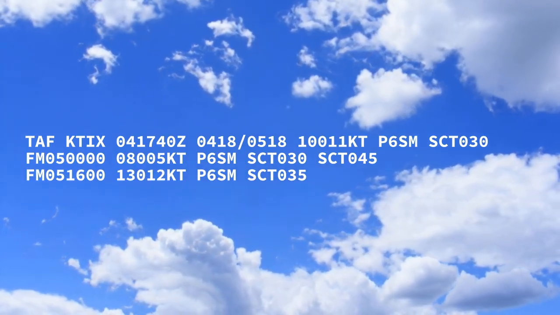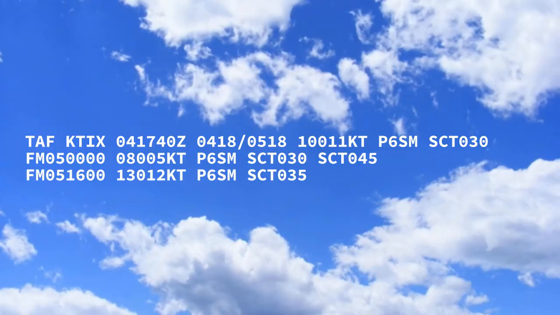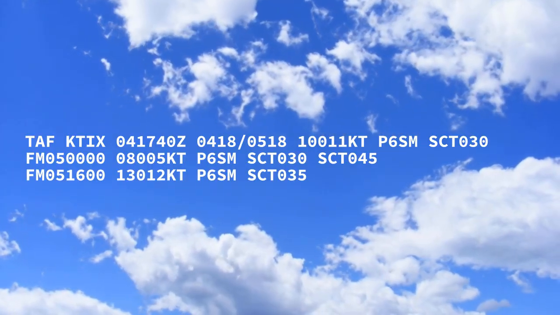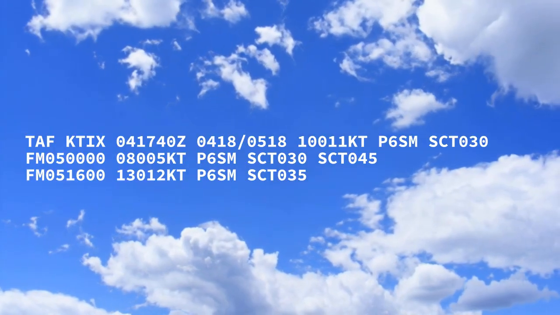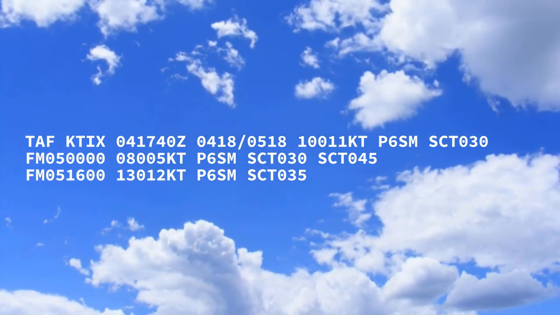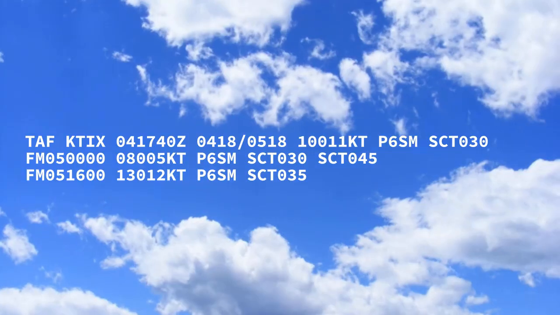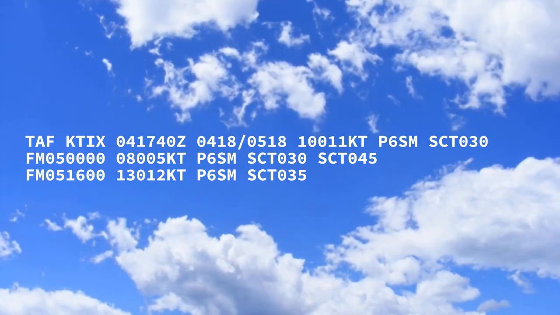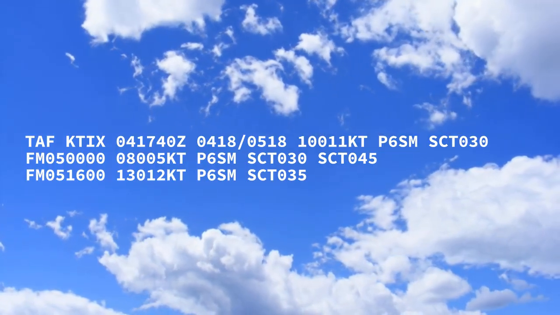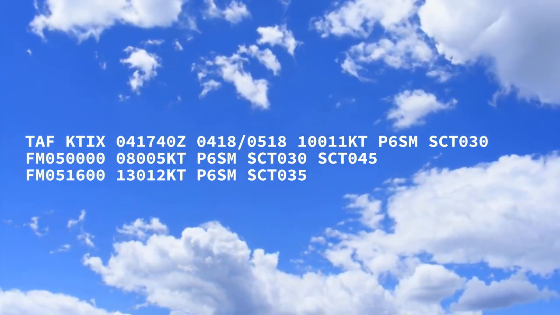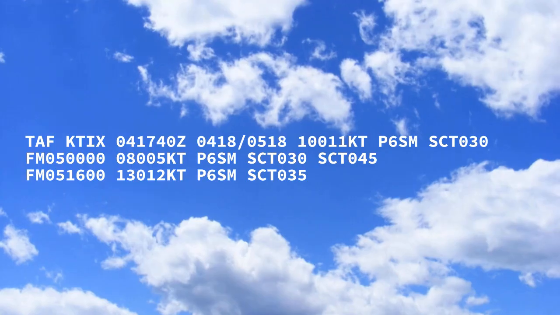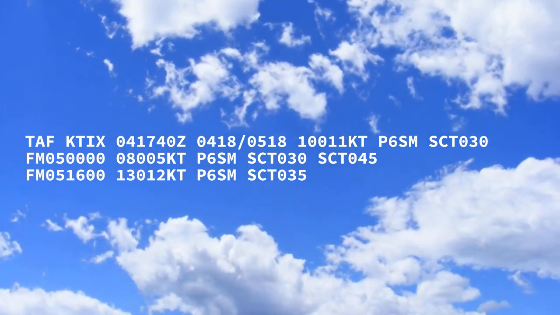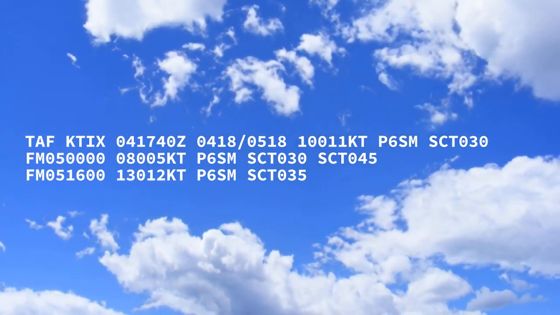So if a DPE handed me this TAF, this is what I would say. It's valid from the 4th at 18 Zulu to the 5th at 18 Zulu. It starts with winds at 100 degrees at 11 knots, greater than 6 statute miles visibility, and scattered clouds at 3,000 feet. Then from the 5th at 0000 Zulu, winds shift to 080 degrees at 5 knots. Visibility still stays at greater than 6 statute miles, with scattered clouds at 3,000 feet and 4,500 feet.